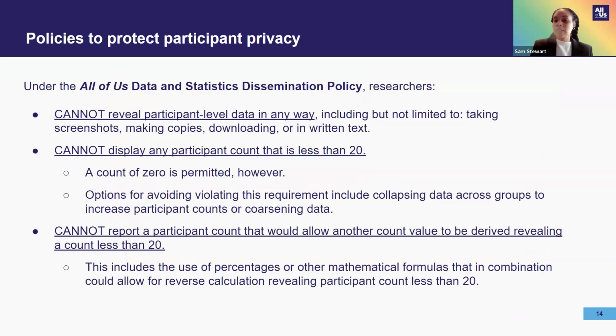So let's talk about some responsibilities that you have as a researcher using the Researcher Workbench. We have crafted policies to protect our participants. Under the data and statistics dissemination policy, we ask that all of us researchers do not share participant-level data. This includes screenshots, copies, downloads, or written text about anything you see on the Researcher Workbench that is considered participant-level data. If you want to disseminate data and give summary statistics, we ask that you do so in aggregated buckets of 20 or greater, meaning that any calculations that are less than 20 you remove from disseminating outside of the Researcher Workbench. For genomic data, if you are looking at allele counts, we also ask that your allele counts be greater than 40.